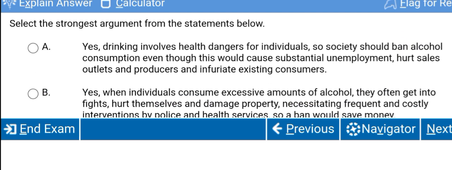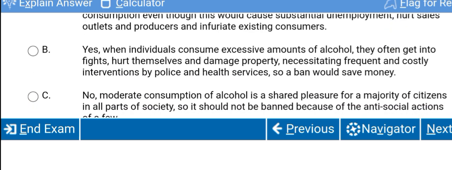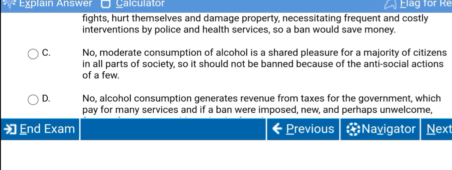Option A, yes, drinking involves health dangers for individuals. So society should ban alcohol consumption even though this would cause substantial unemployment, hurt sales outlets and producers, and infuriate existing consumers. Option B, yes, when individuals consume excessive amounts of alcohol, they often get into fights, hurt themselves, and damage property, necessitating frequent and costly interventions by police and health services. So, a ban would save money.